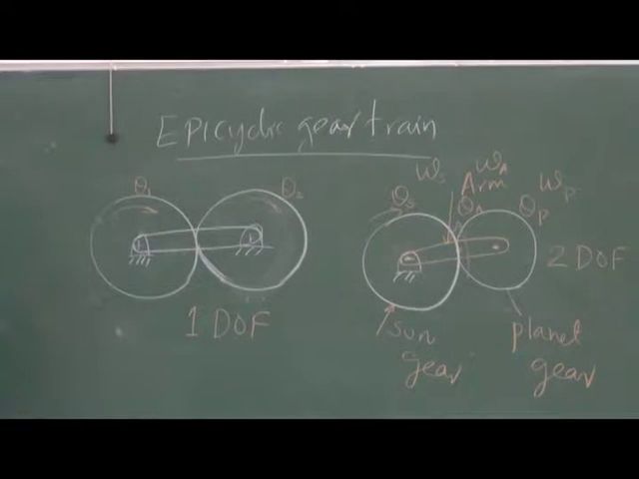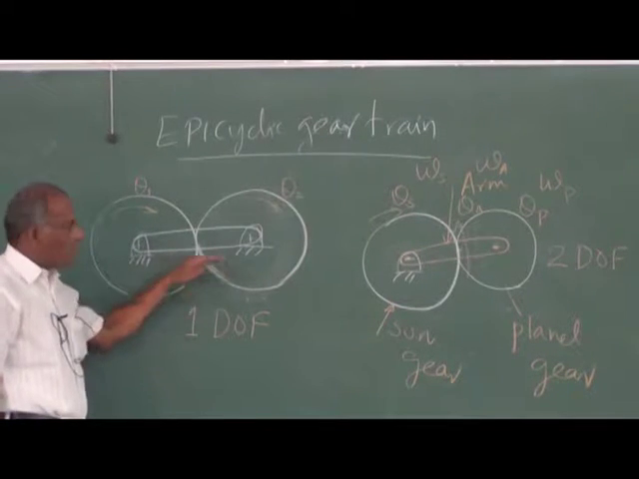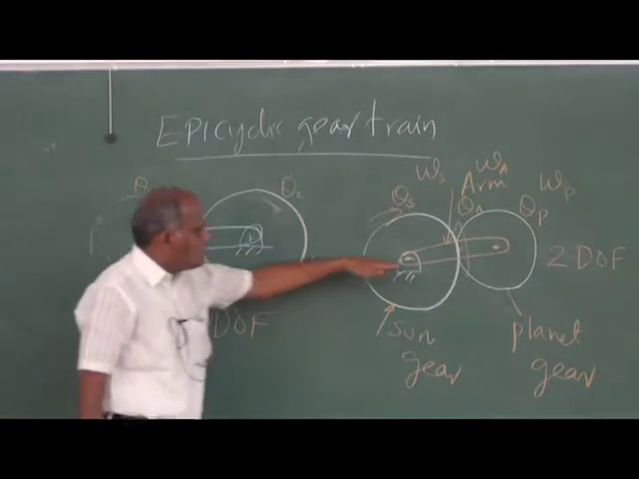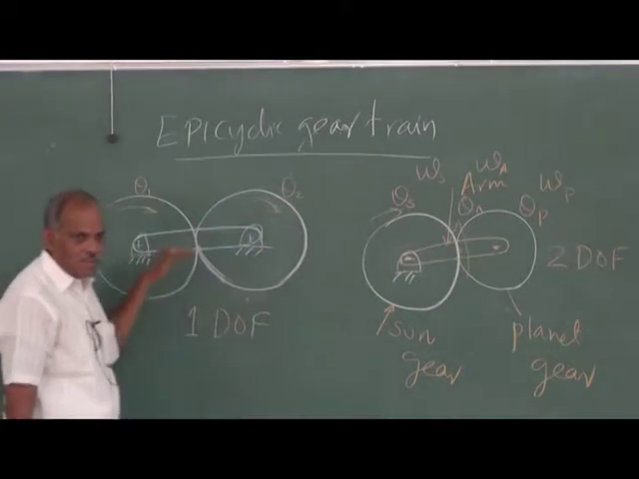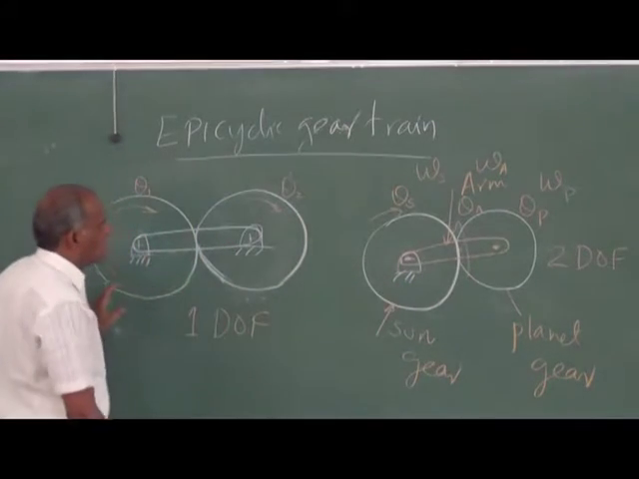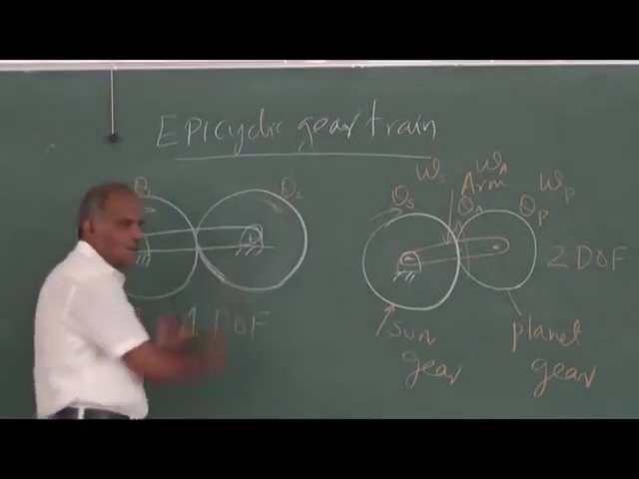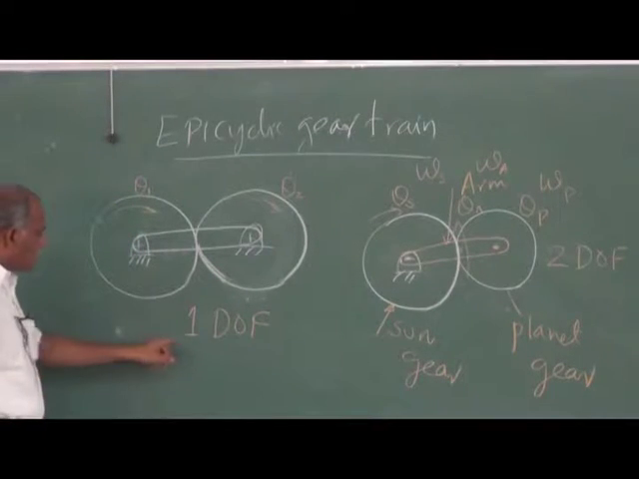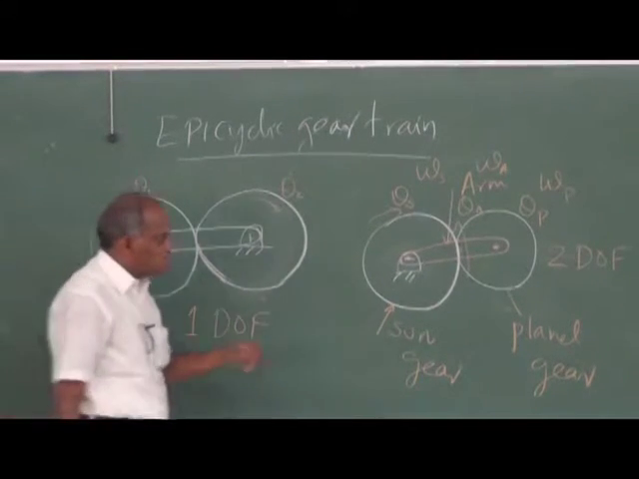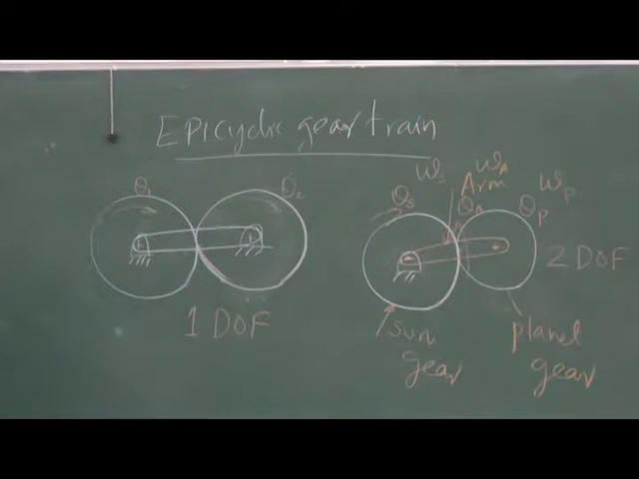The output motion is decided by 2 input motions, whereas this ordinary gear is a special case of an epicyclic gear where the arm is fixed. So the theta a or omega a is 0, then it is an ordinary gear train which has 1 degree of freedom, whereas this has 2 degrees of freedom.